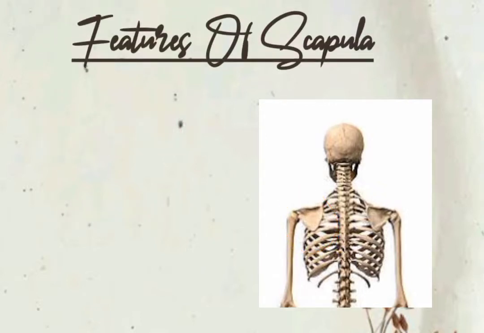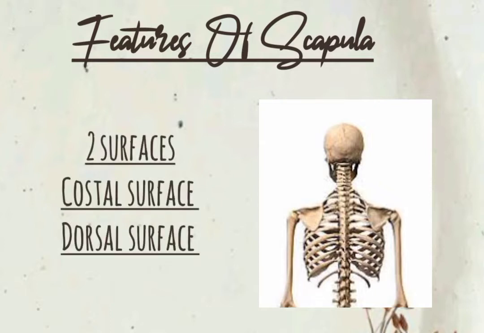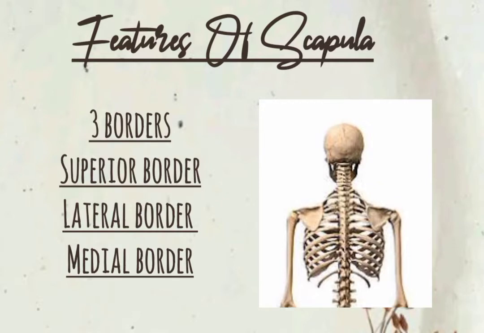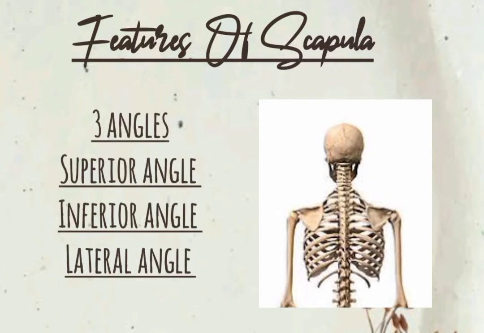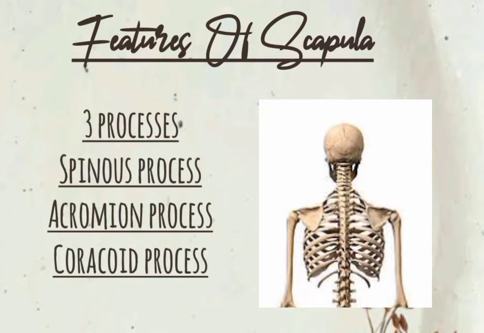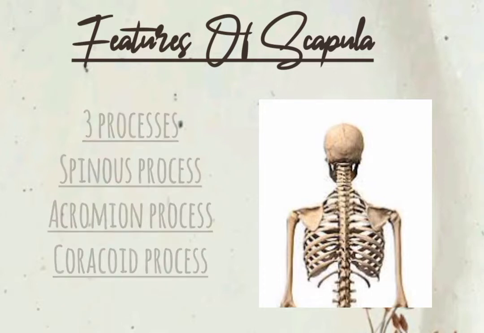Now if we talk about the features of the scapular bone, it has two surfaces, the costal surface and the dorsal surface. It has three borders, the superior border, the lateral border and the medial border. It has three angles, the superior angle, the inferior angle and the lateral or the glenoid angle. Then it has three processes, which are the spinous process, the acromion process and the coracoid process. So we are going to be discussing each of them one by one.